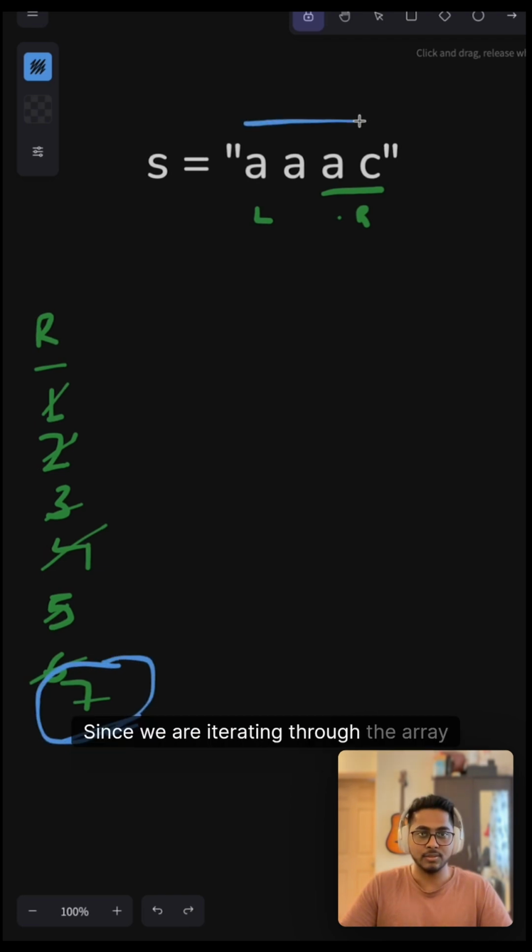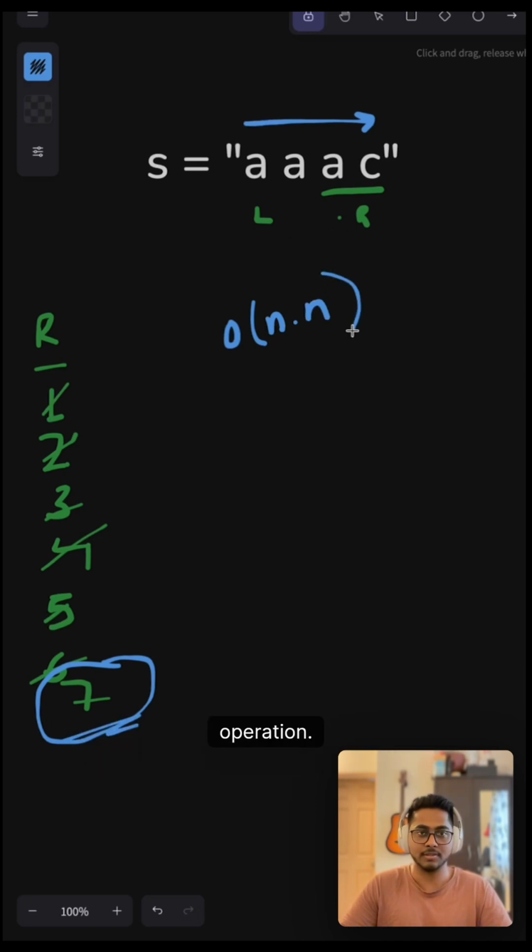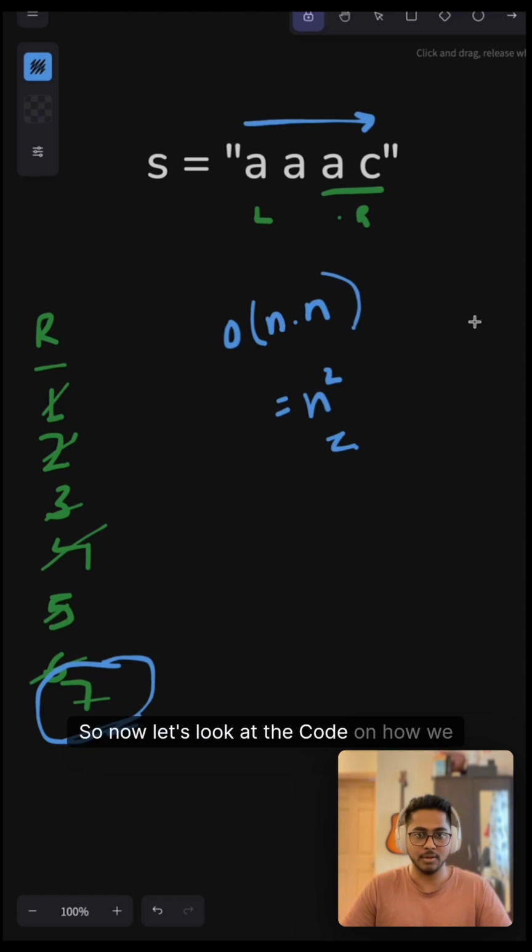Since we are iterating through the array once, it will be an O of n operation. And then checking the palindrome using two pointers is again an O of n operation. So this gives us an n square time complexity. So now let's look at the code on how we can solve this.